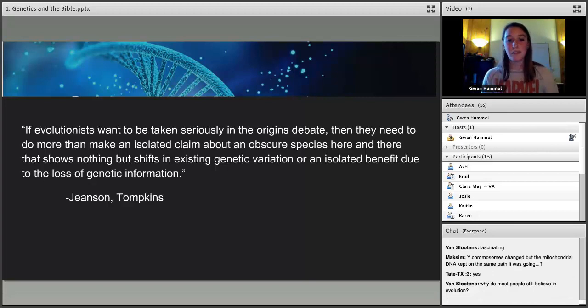And this is one of my favorite quotes. This is by Nathaniel T. Jenkins and one of his cohorts, Dr. Tompkins. I cited a lot of their research here today. These are the guys that did the mitochondrial DNA study. And he said that if evolutionists want to be taken seriously in the origins debate, then they need to do more than make an isolated claim about an obscure species here and there that shows nothing but shifts in existing genetic variation or an isolated benefit due to the loss of genetic information.